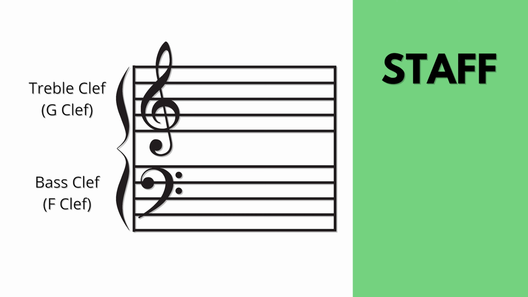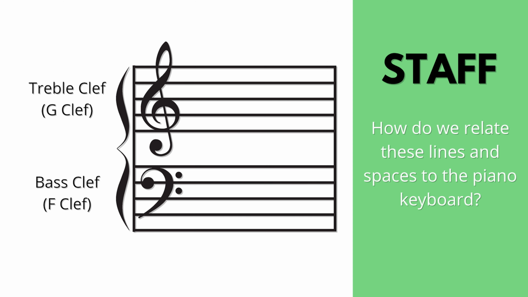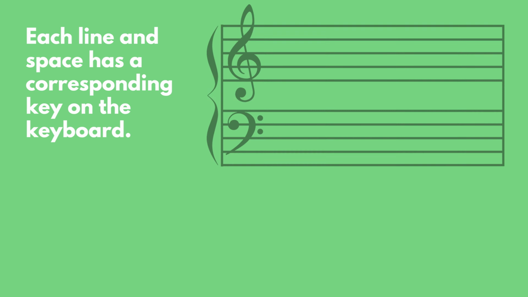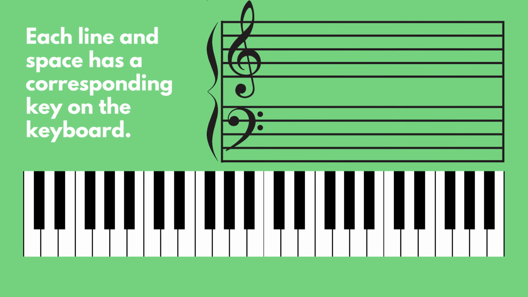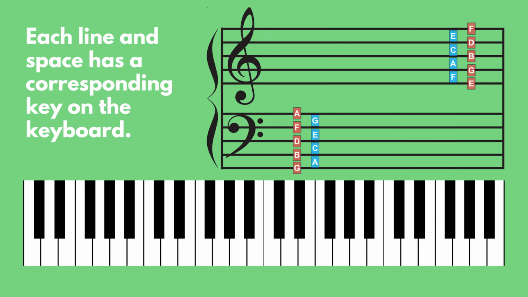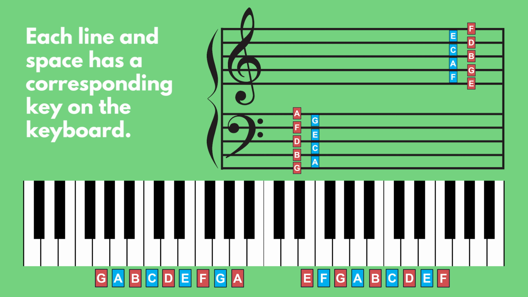Previously, we had a lesson in which we learned about the staff and different types of clefs. But how do we relate these lines and spaces and notes to the piano keyboard? Every line and space in our staff has a different letter name. We read the notes by knowing which line or space corresponds with which letter name. In application to the piano, every line and space has its own corresponding key on the keyboard. The letter names are then repeated up and down the keyboard in the same way they are repeated up and down the staff.